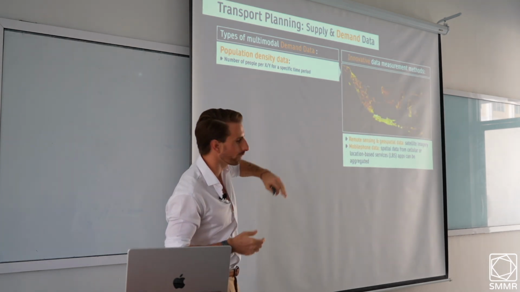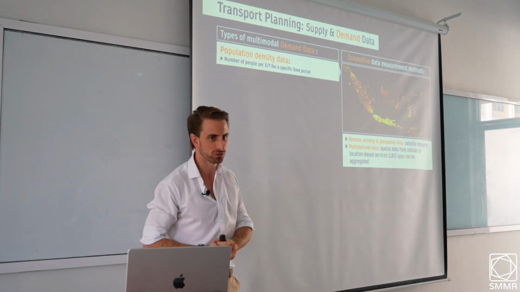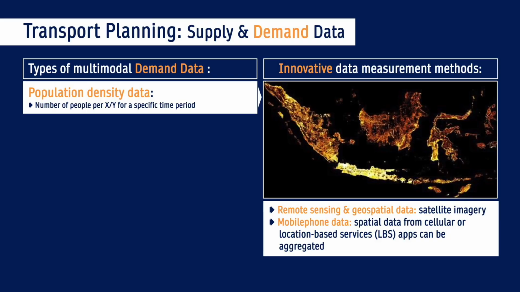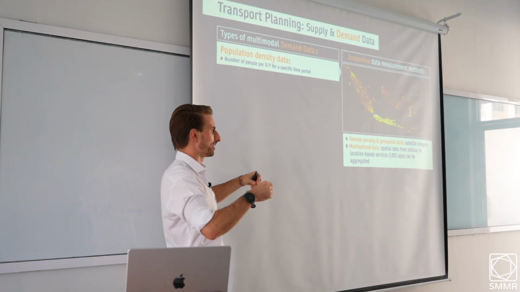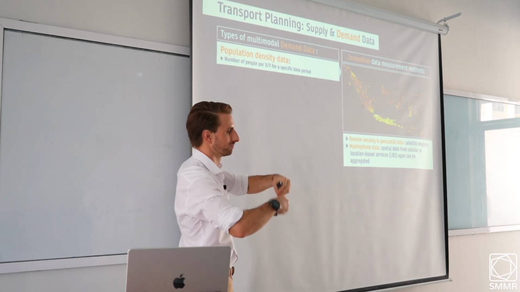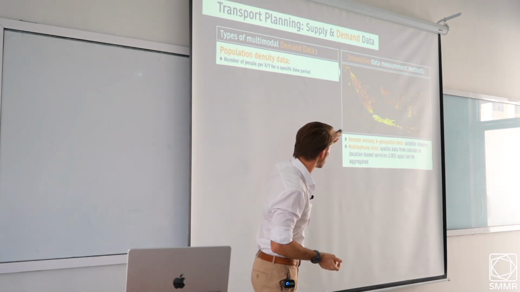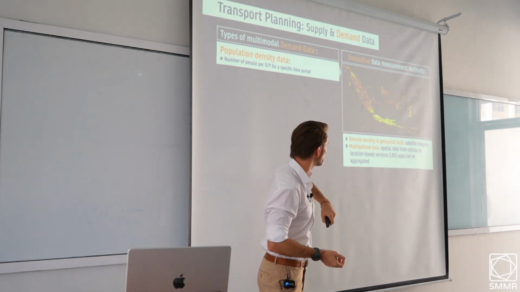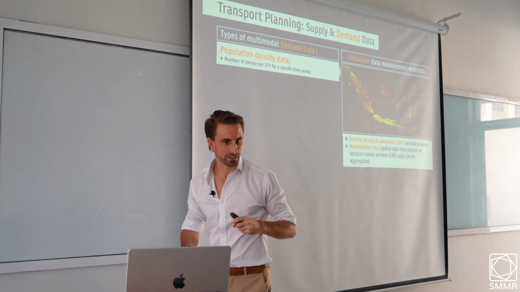Now there's also innovative ways to determine population density. If you're doing it at a very high level, so this is all of Indonesia, you could determine population density using satellite imagery. We call this remote sensing, when you use satellites to infer certain information. Or you can use, say, mobile phone data.